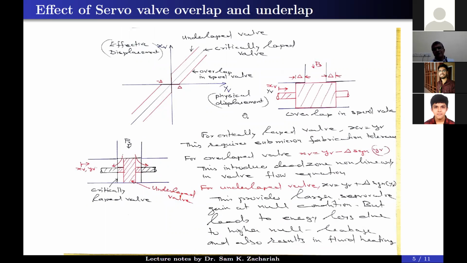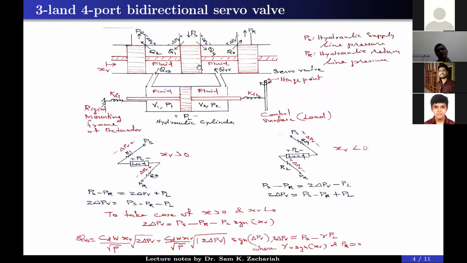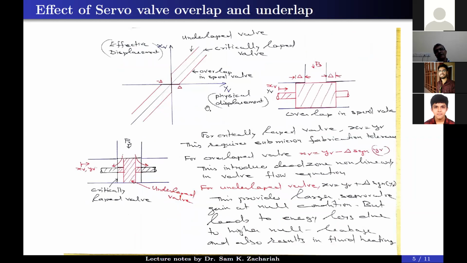Now I am going to introduce some non-linearities into the servo valve. Here we have considered an ideal servo valve, assuming that the fabrication has infinite resolution, or that a fabrication tolerance of 10 raised to minus infinity microns is possible, but it never is. Always there will be some fabrication tolerance, of the order of a few microns to sometimes sub-microns, depending on the manufacturing methods that we use. Because of that, you can never realize a critically lapped valve.